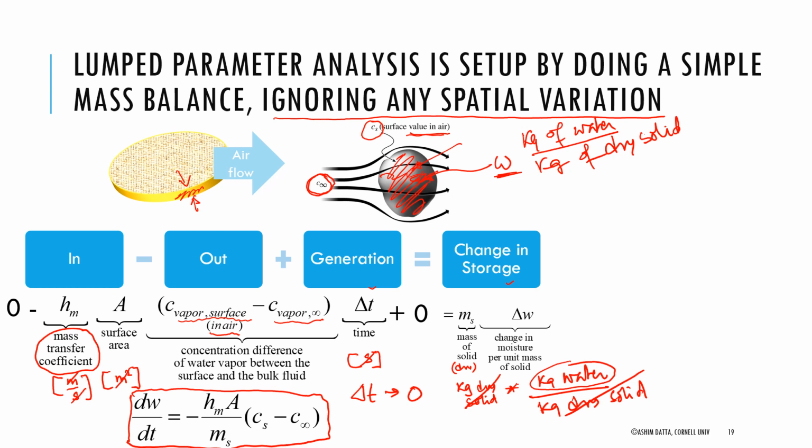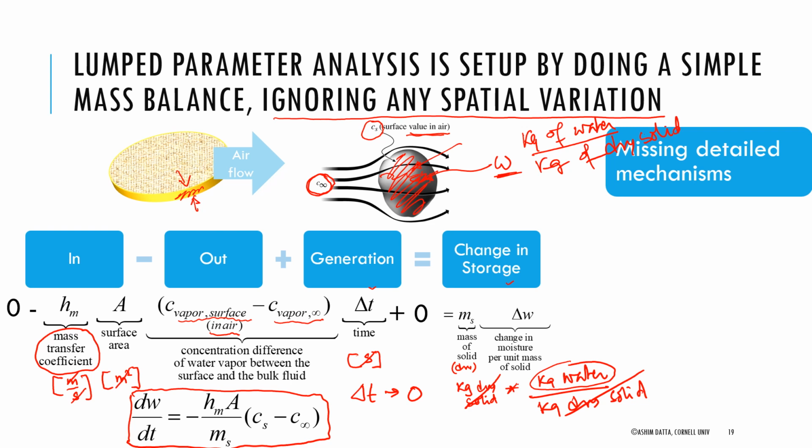In case of mass transfer, it's one of the possible ways of writing. You can see it's way too simple, and so we have to pay a lot of attention to when we can use it. You notice there are problems. First, it's missing all the detailed mechanisms. We're not talking about how moisture gets to the surface and so on.